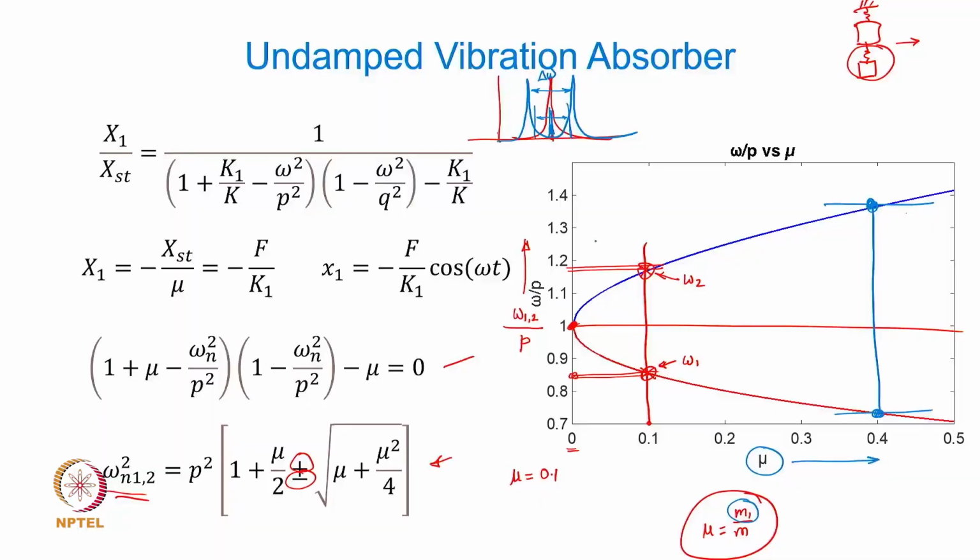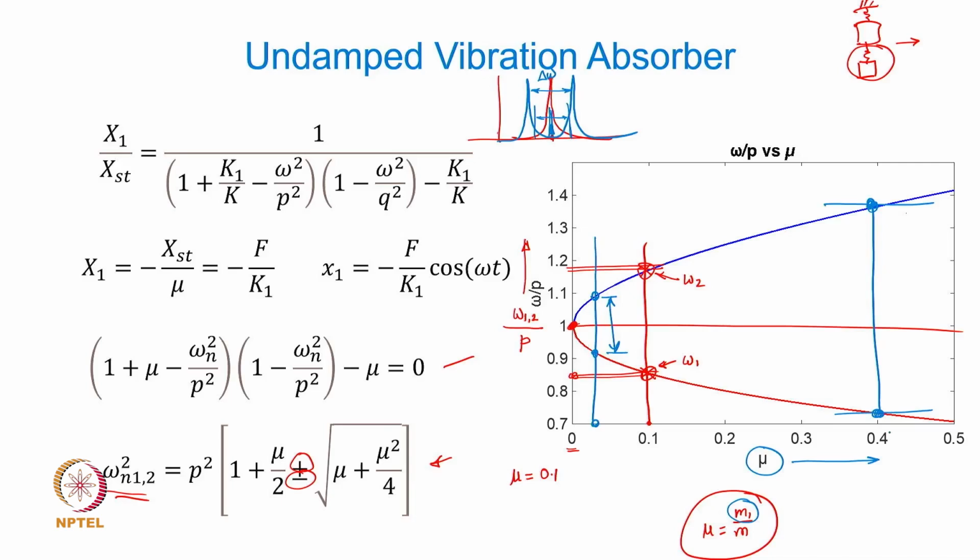If you have a smaller mu, which means that a smaller mass was attached, you have an issue here: the gap between the two new resonances reduces, and a slight deviation would cause larger amplitudes the moment you deviate far off from the original operating speed.